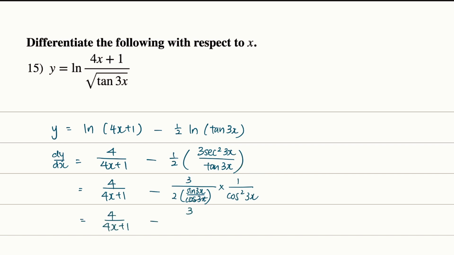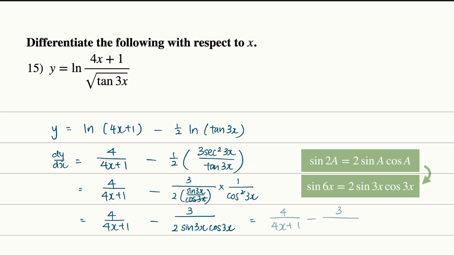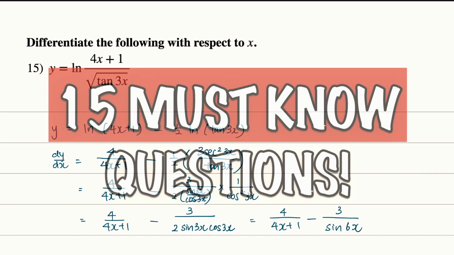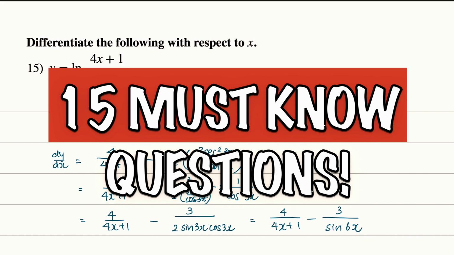Simplifying further, we can cancel out similar terms, which is cosine 3x. We will then have 3 over 2 sine 3x cosine 3x. Now many students will stop over here, but if you look closely, you can observe that 2 sine 3x cosine 3x is sine 6x. So there you have it. These are the 15 must-know questions whenever you differentiate ln functions.